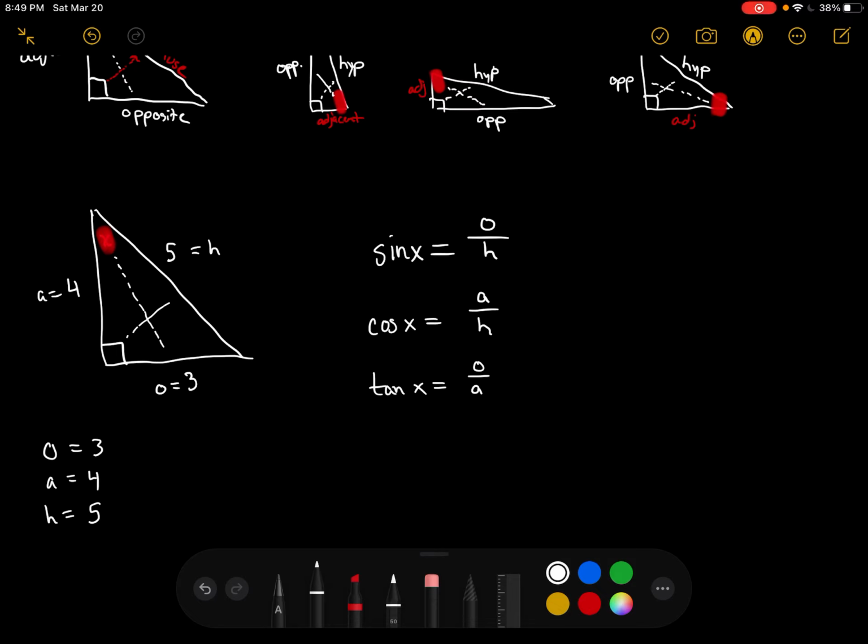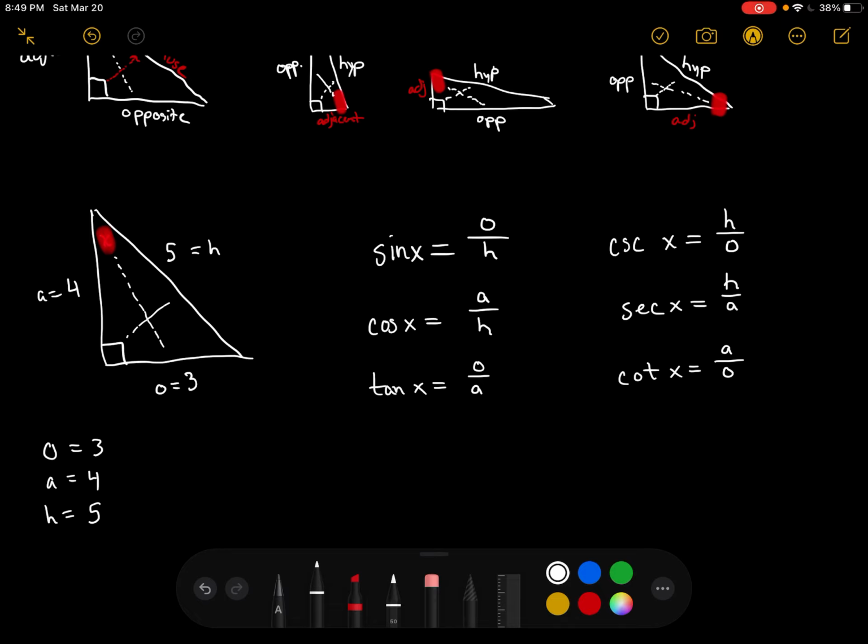Additionally, we have the inverses of these. So our inverse of sine is cosecant, or CSC. So the way you say that out loud is cosecant. So the cosecant of angle x is just the upside down version of sine. Our secant of x is just the upside down of cosine. And then finally, our cotangent of x is, again, the upside down of tangent.